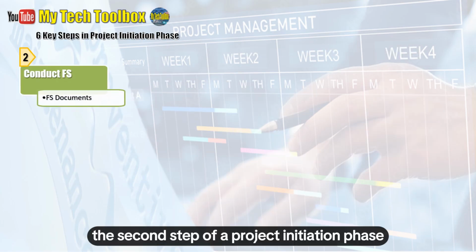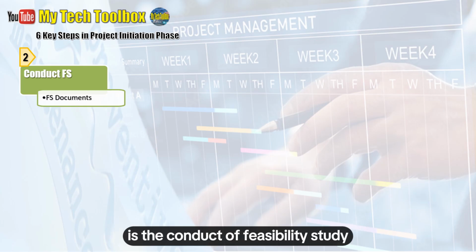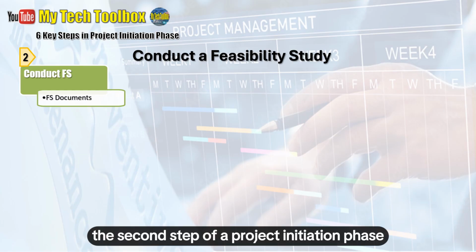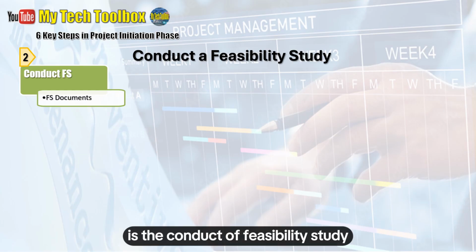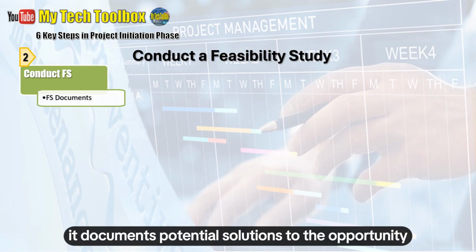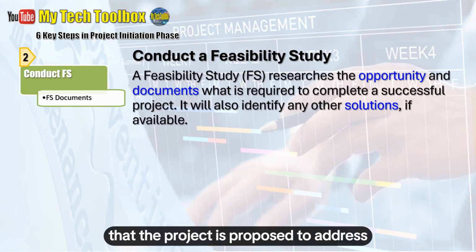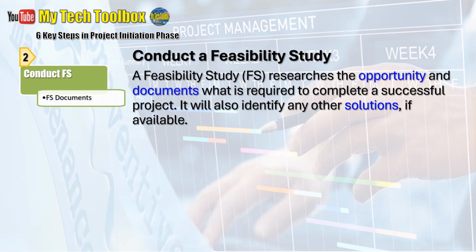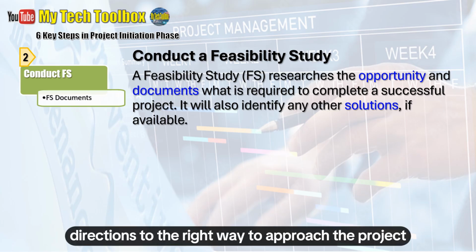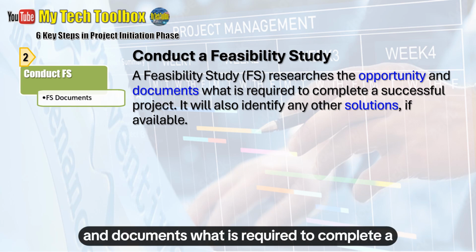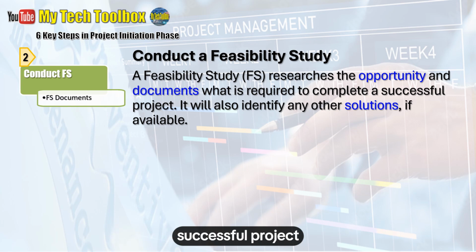The second step of a project initiation phase is to conduct a feasibility study. Once the business case has been approved, the second step of a project initiation phase is to conduct a feasibility study. It documents potential solutions to the opportunity or business problem that the project is proposed to address. It provides directions to the right way to approach the project. It researches the opportunity and documents what is required to complete a successful project.